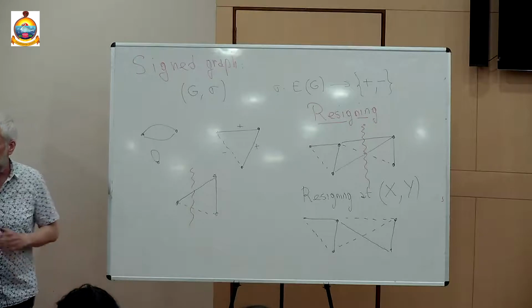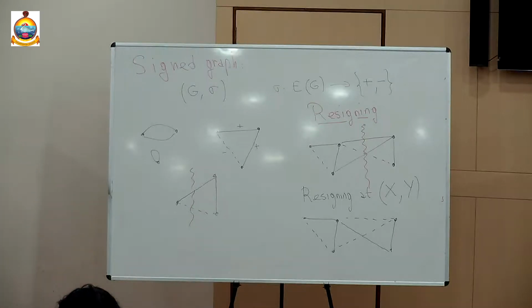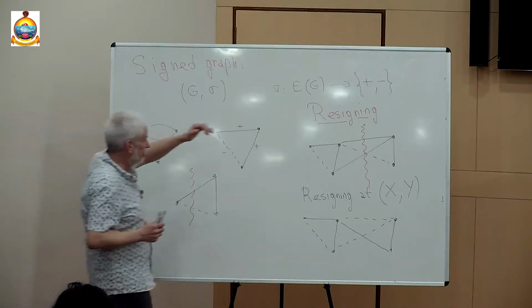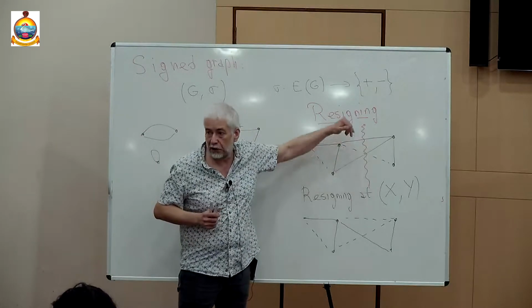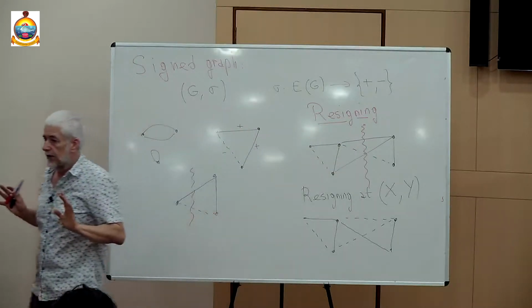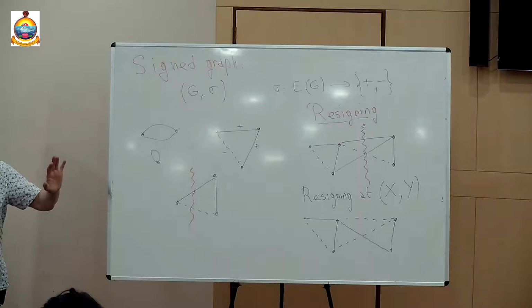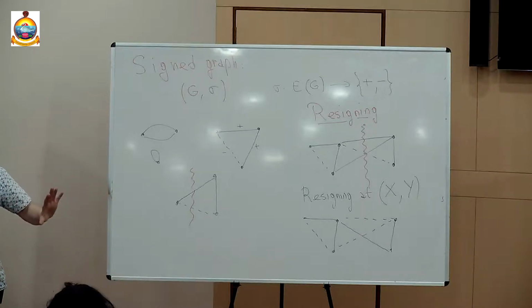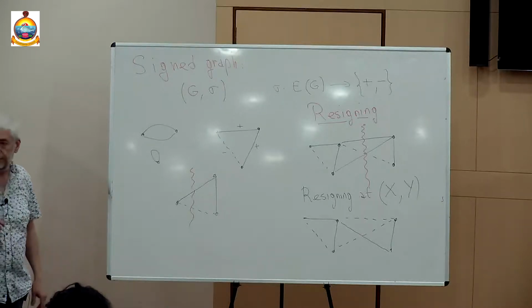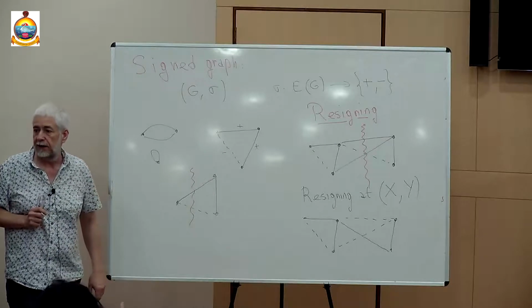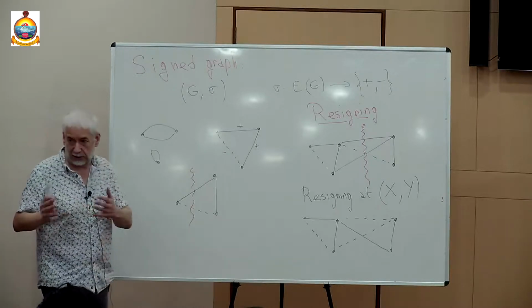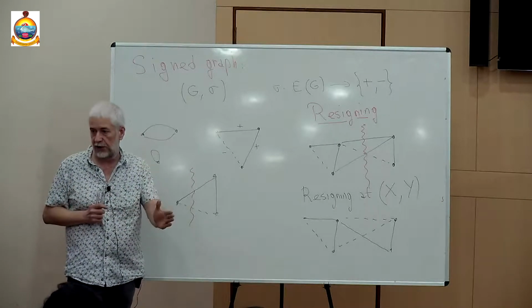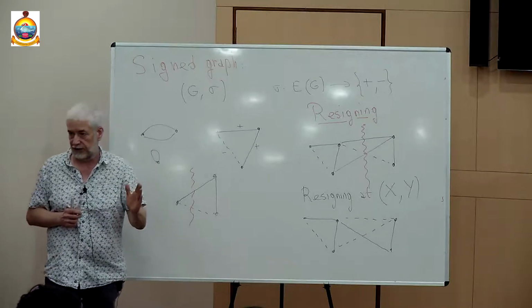Can you change the signs you want? No, you just choose this particular set of edges. The signs are given to you, right? Yes, it's part of the input. So you give me a graph with signs, I choose one cut, and I modify the signs.